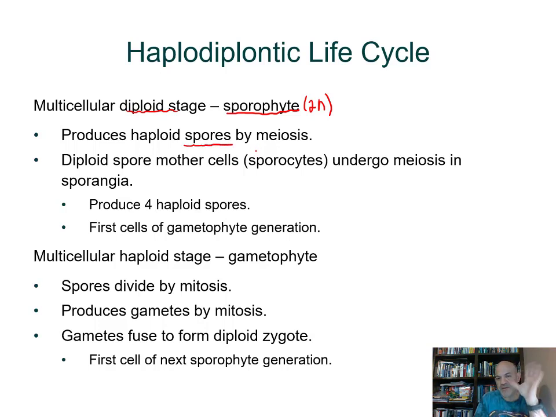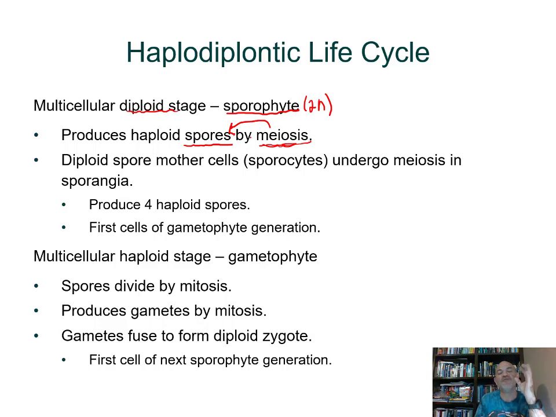So if all of the cells are diploid in that body and you're going to produce spores for the haploid generation, then that has to be meiosis. So some of the cells are specialized in the sporophyte plant that are going to go through meiosis. This is similar to the gonads in animals where meiosis occurs to produce gametes. But here, meiosis is not going to produce gametes. Meiosis is going to produce spores.